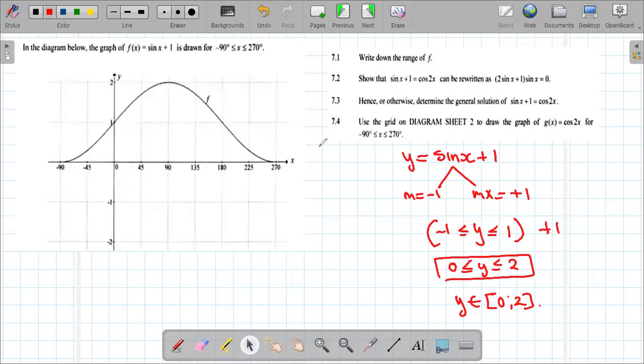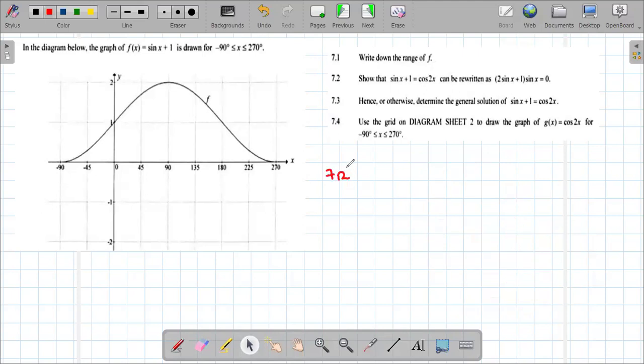This one, 7.2. Can we do it? Yes, let's try 7.2, because I said you should just keep going so that you don't waste time. Let's check it. I just want to end the class now. What are they saying? Show that sine x plus 1 equals cos 2x can be written like this. They just want you to do maths.